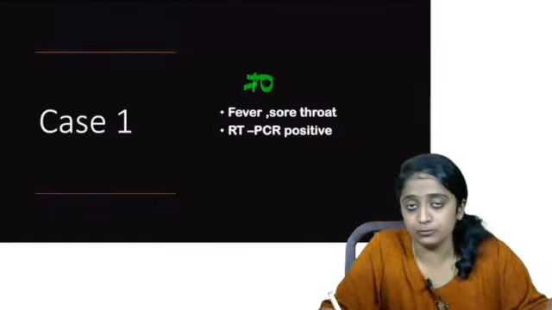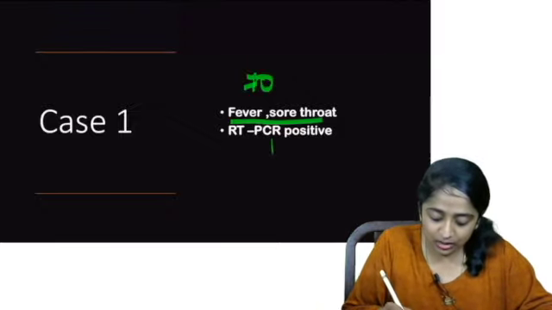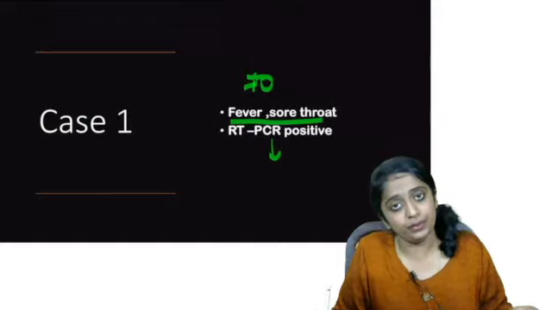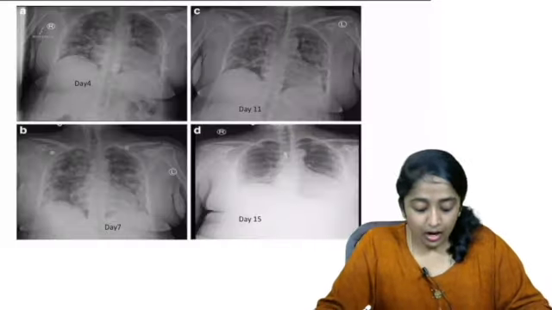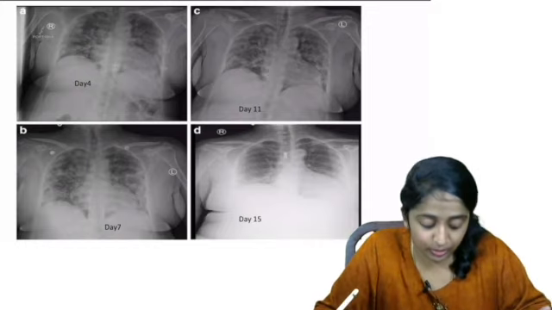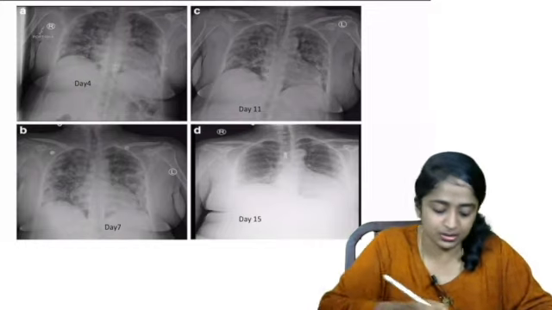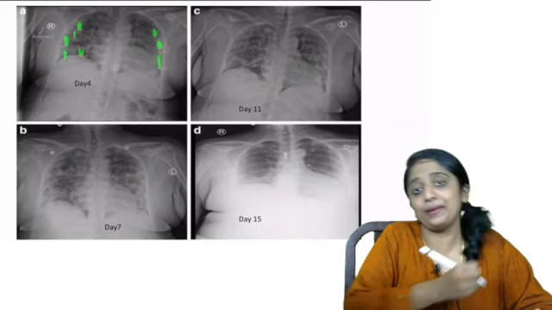This is a case taken from literature who had complaints of fever and sore throat. And in this current setting of pandemic, they tested for RT-PCR for COVID and it came to be positive. However, on day 4, when the radiograph was taken, he had mild symptoms. What you can see are peripheral ground glass opacities bilaterally.